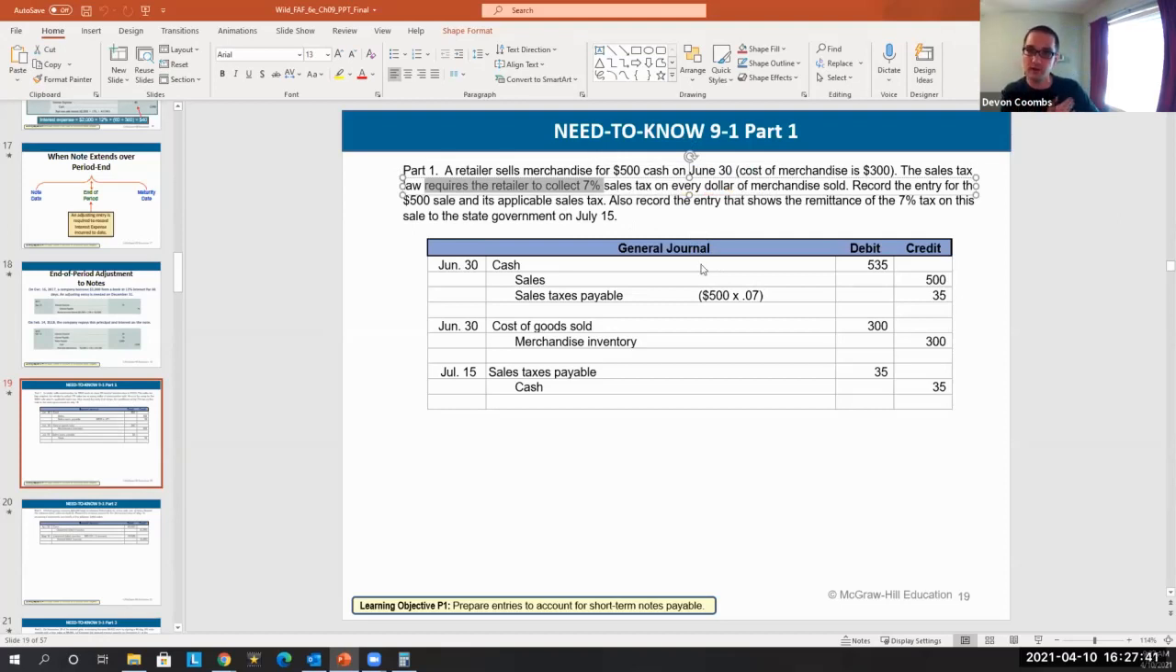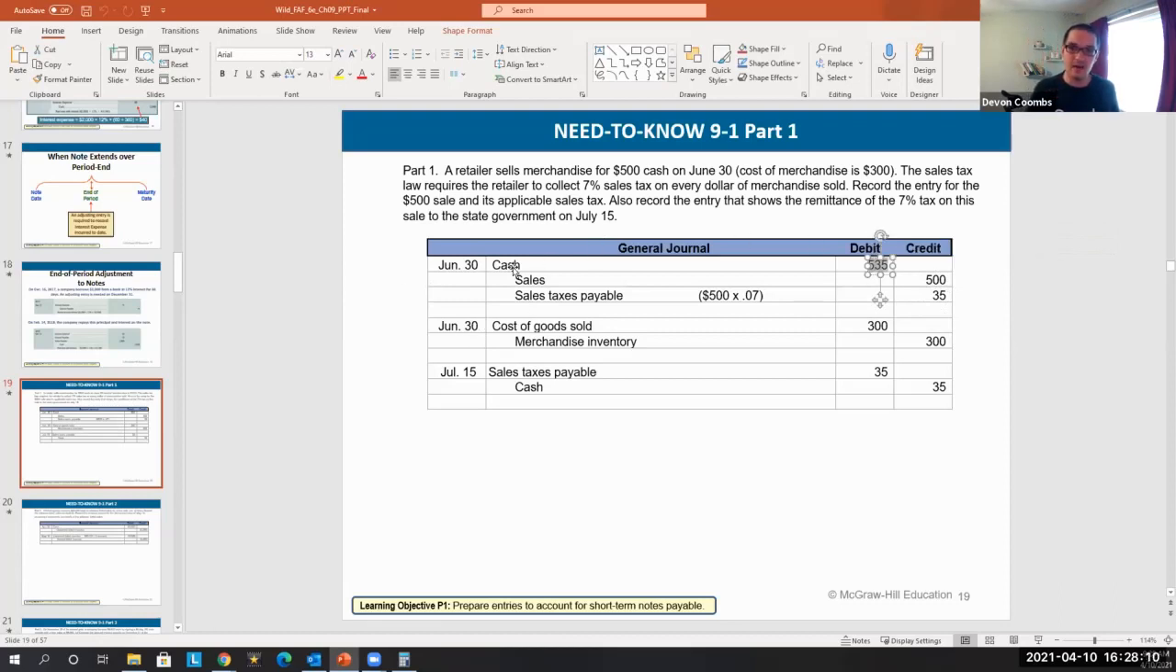Record the entry for $500 sales and its applicable sales tax. Also record the entry that shows the remittance of the 7% tax to the state government. So that was that first lecture we were going over. We just debit the cash for $535. How do we calculate the $535? We take the sales tax payable, which is 500 times the 7%. 500 times 7% gets us our 35. We know that it's $500 cash, so the $500 cash plus the 35 equals our 535.